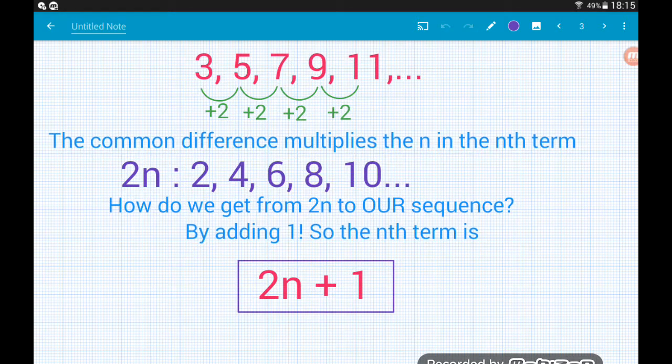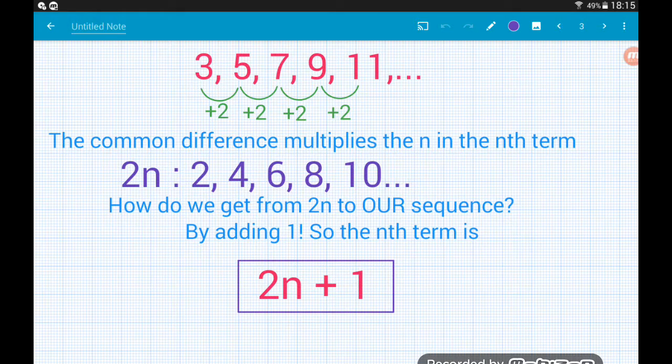If we then write out the sequence 2n, remember that n is the term number of the sequence. For the first term of 2n, we're doing 2 times 1, which gets us 2. For the second term of 2n, we do 2 times 2, which is 4. For the third term, we do 2 times 3, which is 6, and so on. So if we write out the sequence 2n, then we're going to get 2, 4, 6, 8, 10, etc., going on forever.